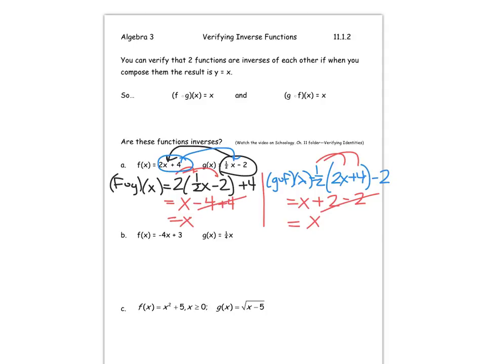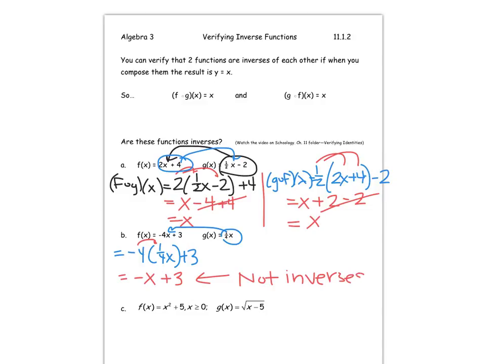All right, let's try this next one. If I put g into f, it would go right here where the x is. So I would have negative 4 times 1/4 x plus 3. I would multiply my negative 4 and my 1/4 together, so I'd have negative x, and then I'll have plus 3. And that's the end. So I know that these are not inverses because I did not just get x by itself. I am unable to undo all my operations. So I know that these are not inverses. I don't even have to complete it.